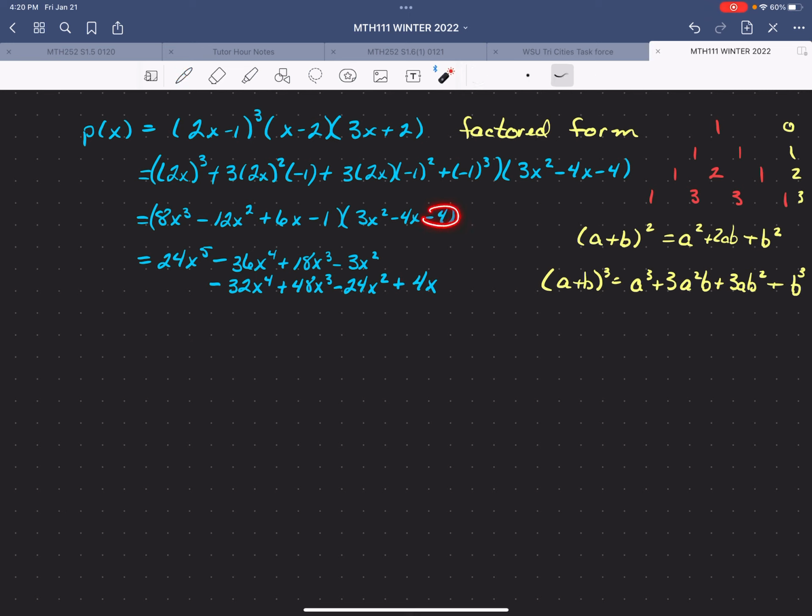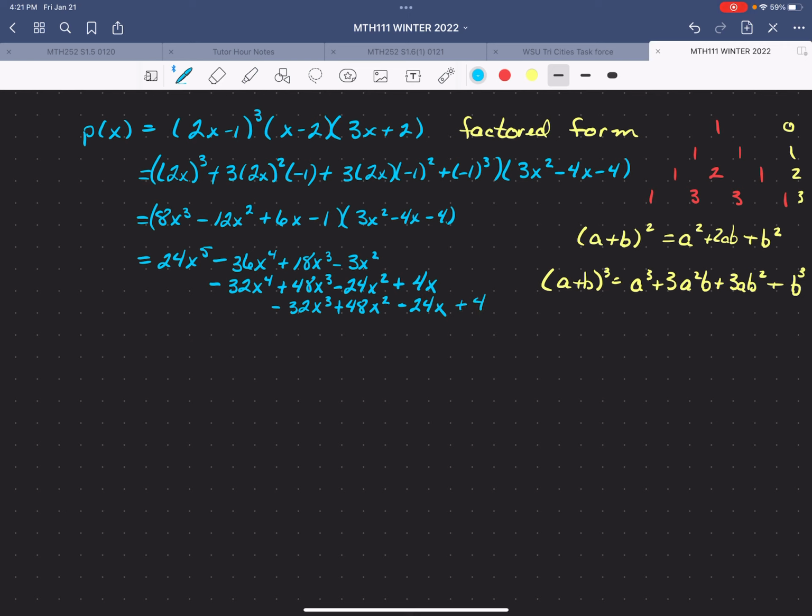And now I'm going to distribute the negative 4 through. I'm just going to go down a line, and all I'm doing is lining up my like terms. So negative 4 times 8x to the third is minus 32x to the third. Negative 4 times negative 12x squared is plus 48x squared. Negative 4 times 6x is minus 24x. And negative 4 times negative 1 is plus 4.